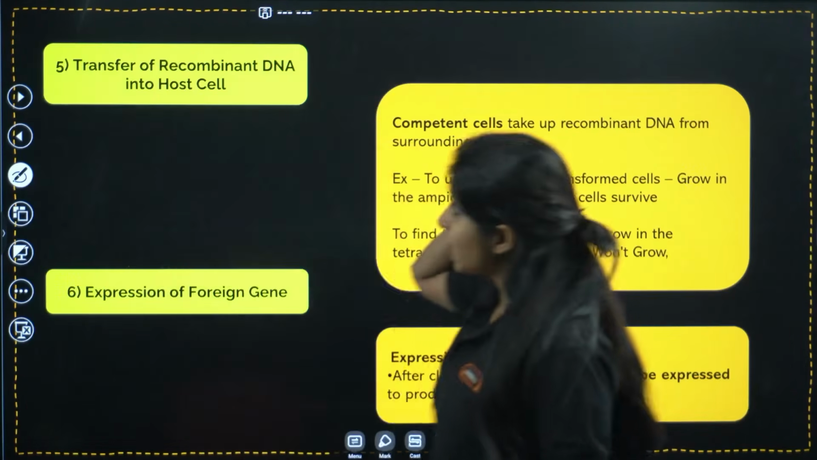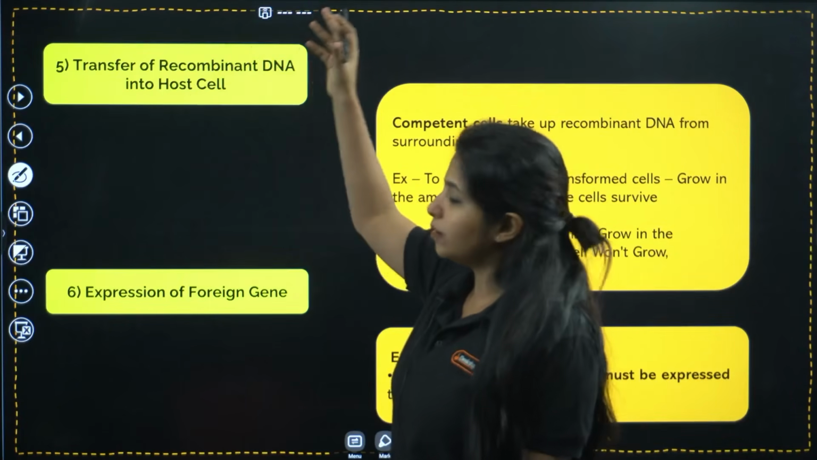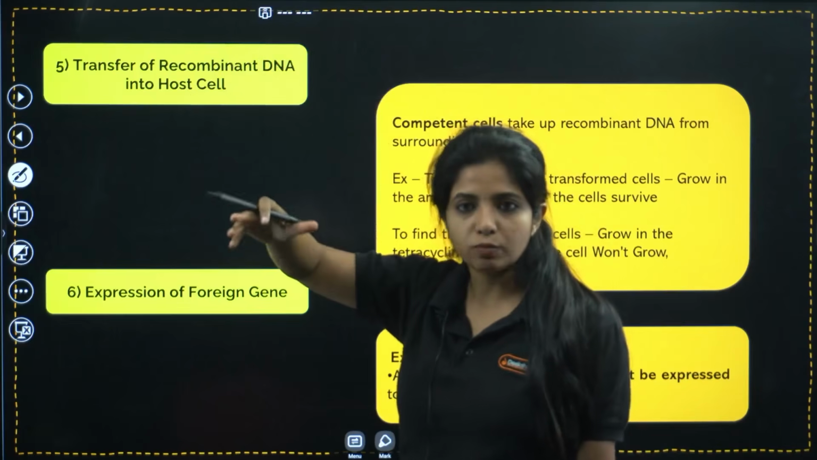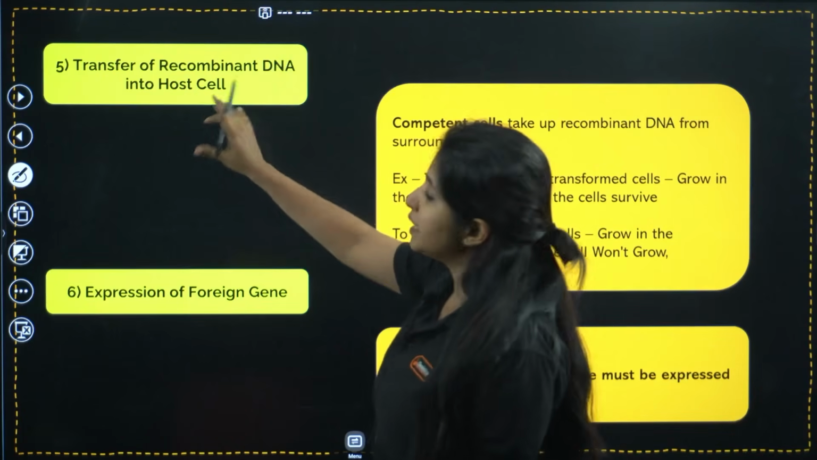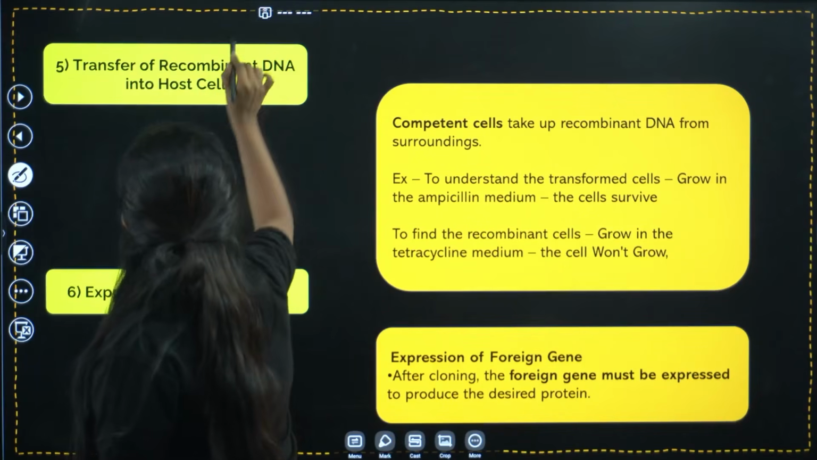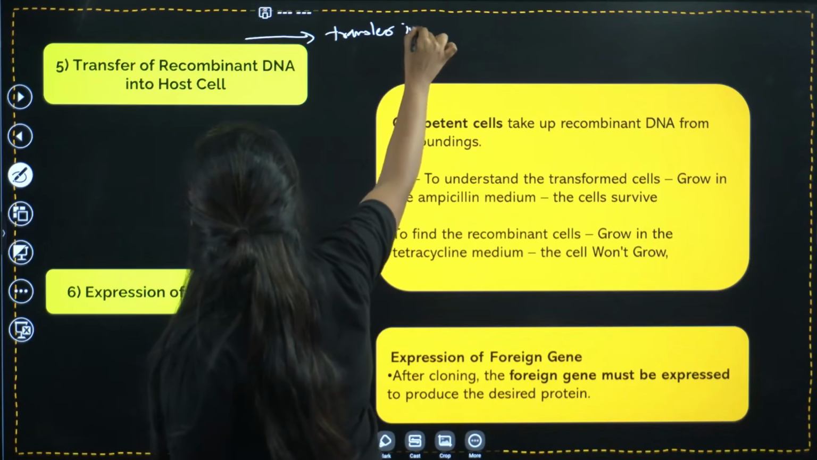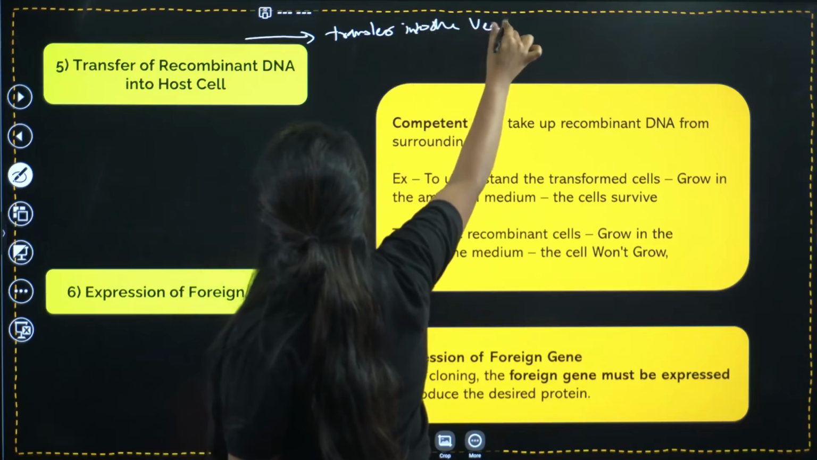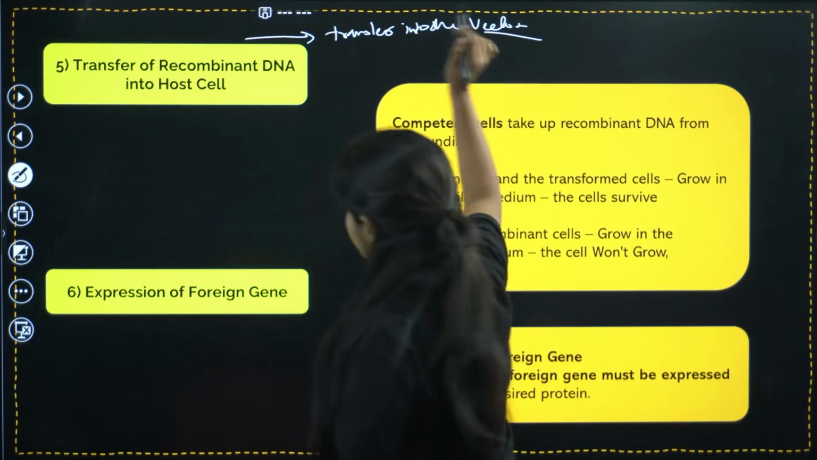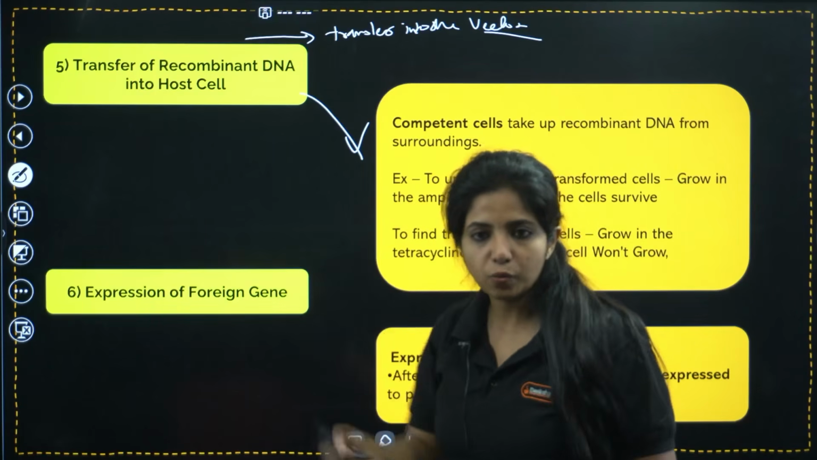Now, after amplification, what do you do? You got the multiple copies. You're going to put it inside your plasmid, and then transfer the recombinant DNA into the host cell. After putting it inside the plasmid, there's one step that is being missed, and that is what? Transfer into the vector. Now the vector that has the recombinant DNA, you are going to put it inside the host cell.